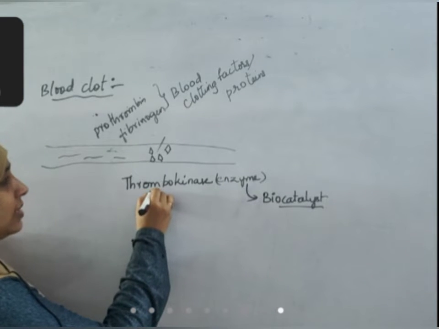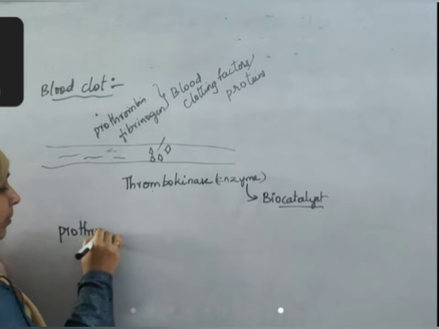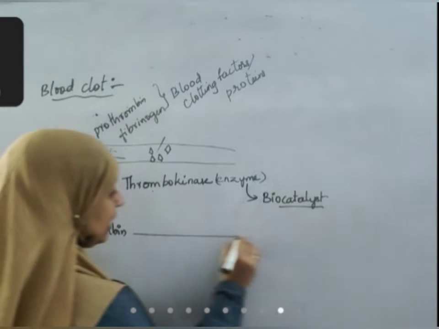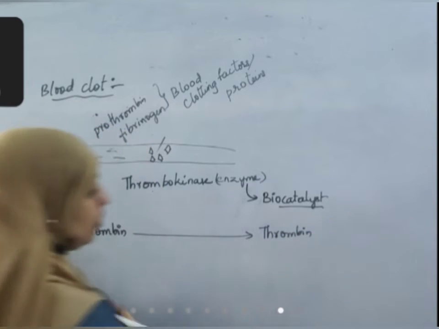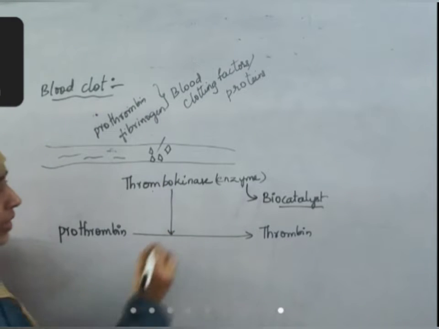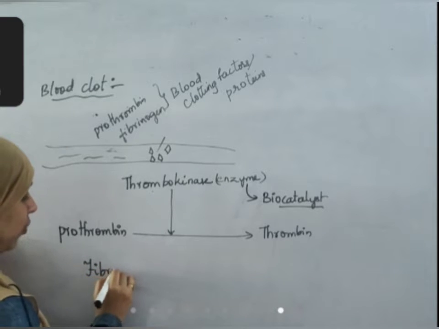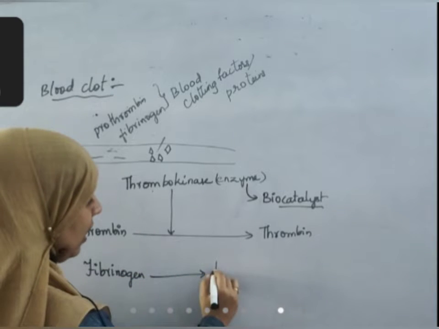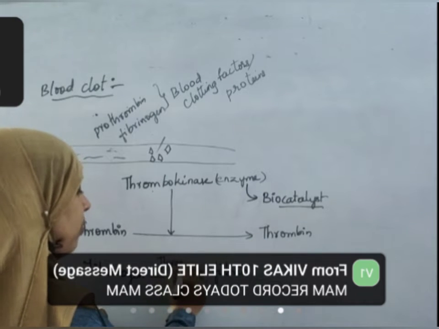So, thrombokinase is an enzyme which helps in conversion of prothrombin, a protein which is actually inactive, to an active form called thrombin. Okay, who is acting here? The enzyme thrombokinase. Now this thrombin will convert fibrinogen, the second protein, into fibrin by the action of thrombin.